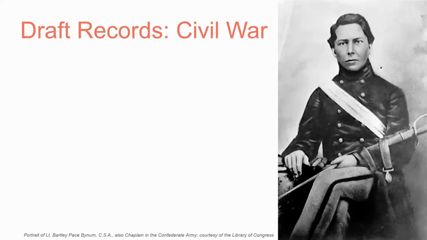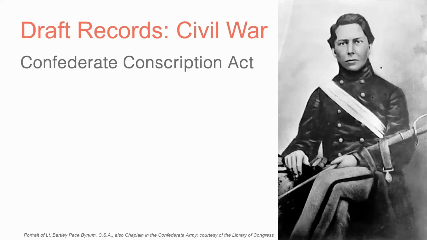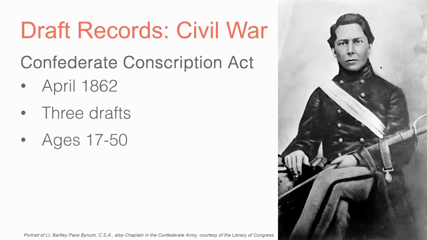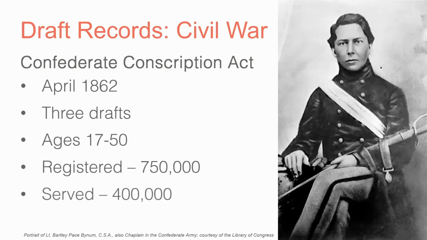The first draft in the United States was called the Confederate Conscription Act, which was conducted by the Confederate Army during the Civil War in 1862. And they had a total of 3 drafts. There was the second one in October of 1862, and the last one was February 1864. The ages of those that were drafted were between 17 to 50. Around 750,000 men registered, but only about 400,000 ended up serving.